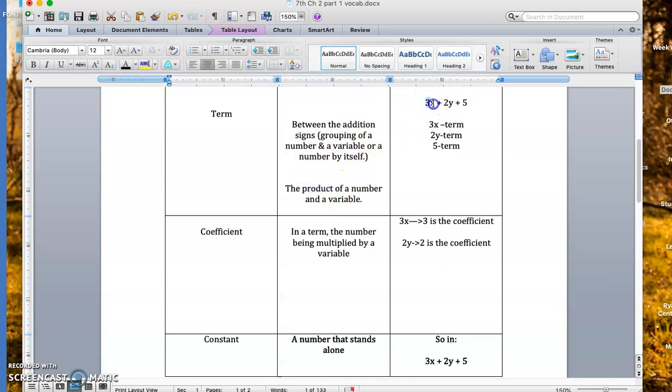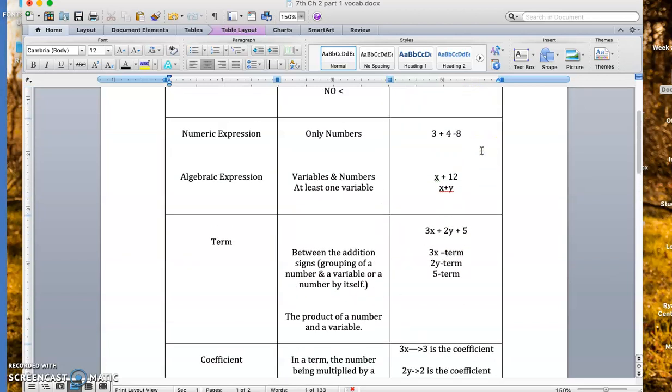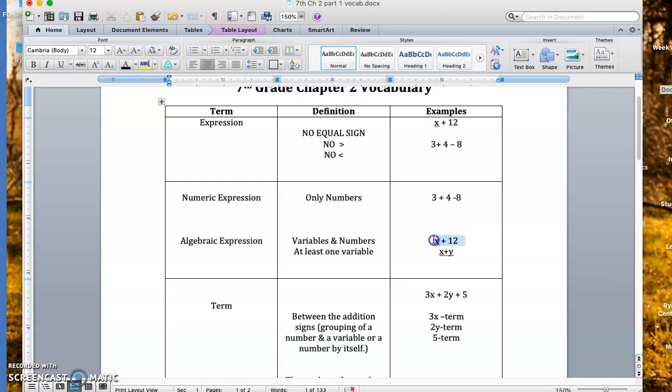So in this expression, 3x is a term, 2y is a term, and then of course a number by itself, so 5 is a term. They are separated by your addition signs, or subtraction signs if I had them. That's one way to remember, but this is actually the official definition. Each one of these individually is a term. So this expression here has 3 terms. If I went back to this expression, x plus 12, it has 2 terms, just the x and just the 12.